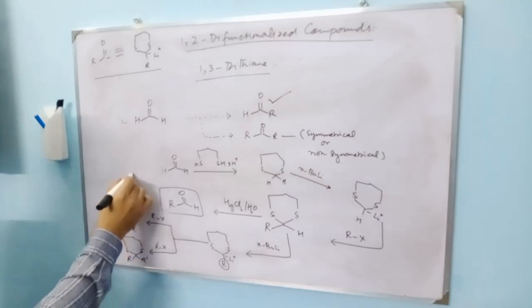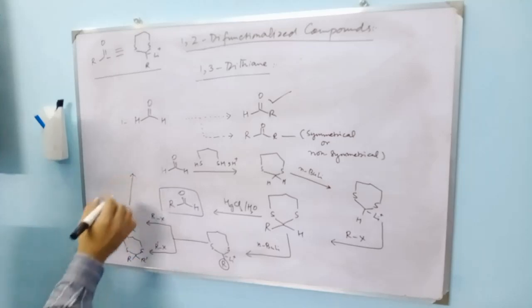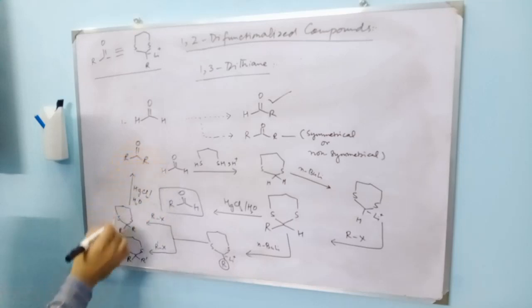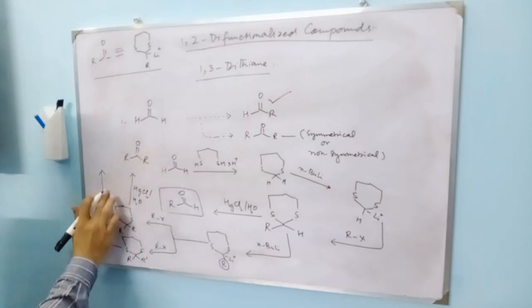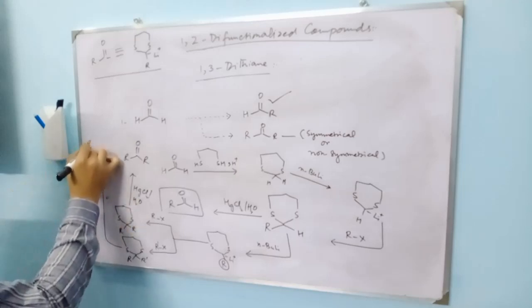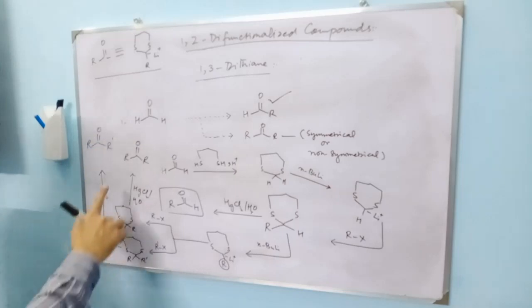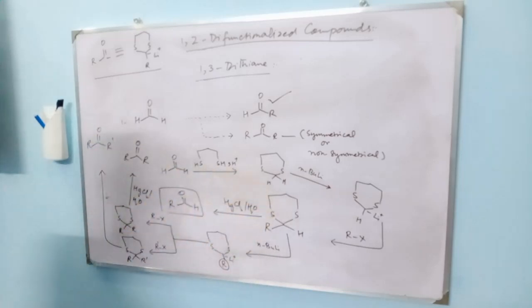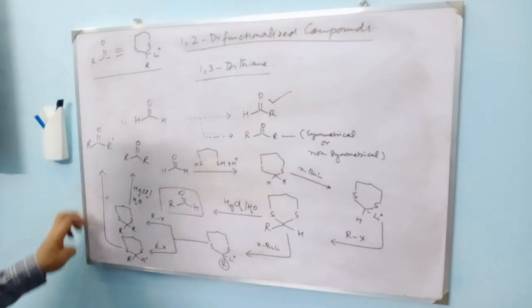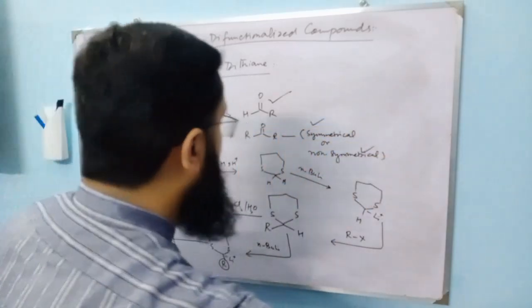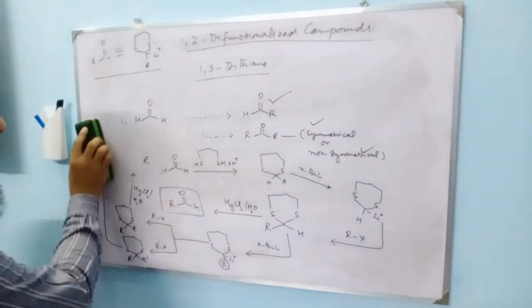If we hydrolyze this, we will get a symmetrical ketone with HgCl2 and water, and if we hydrolyze this using the same conditions, we will get non-symmetric ketones. So using this sequence of organic reactions, protection and deprotection methodology, we can get aldehydes or symmetrical and non-symmetrical ketones. And then we see the next possible conversion.